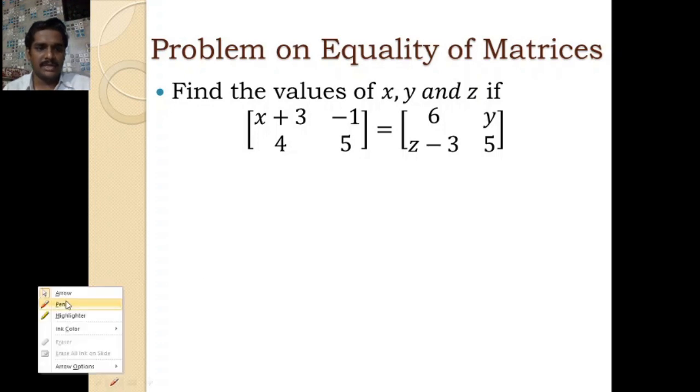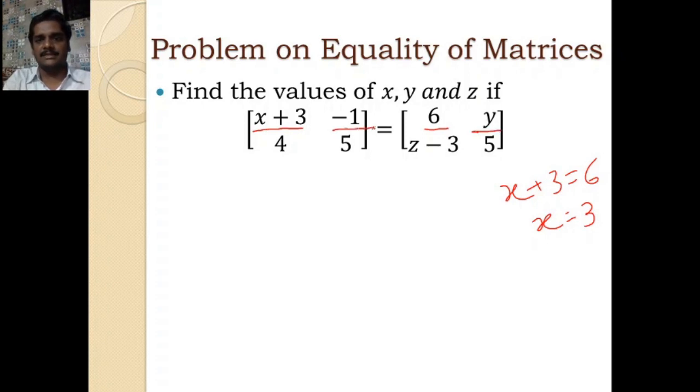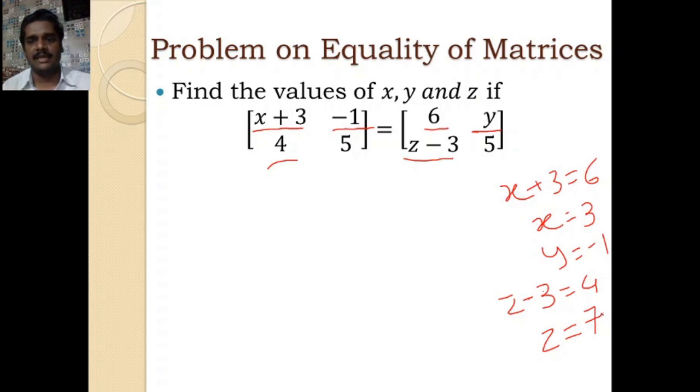So if corresponding elements are equal, we can say x plus 3 equals 6, and this will give you the x value as 3. We can say y equals minus 1, that gives you the value of y. We can say z minus 3 equals 4, and that gives you z value 7. So we are done.